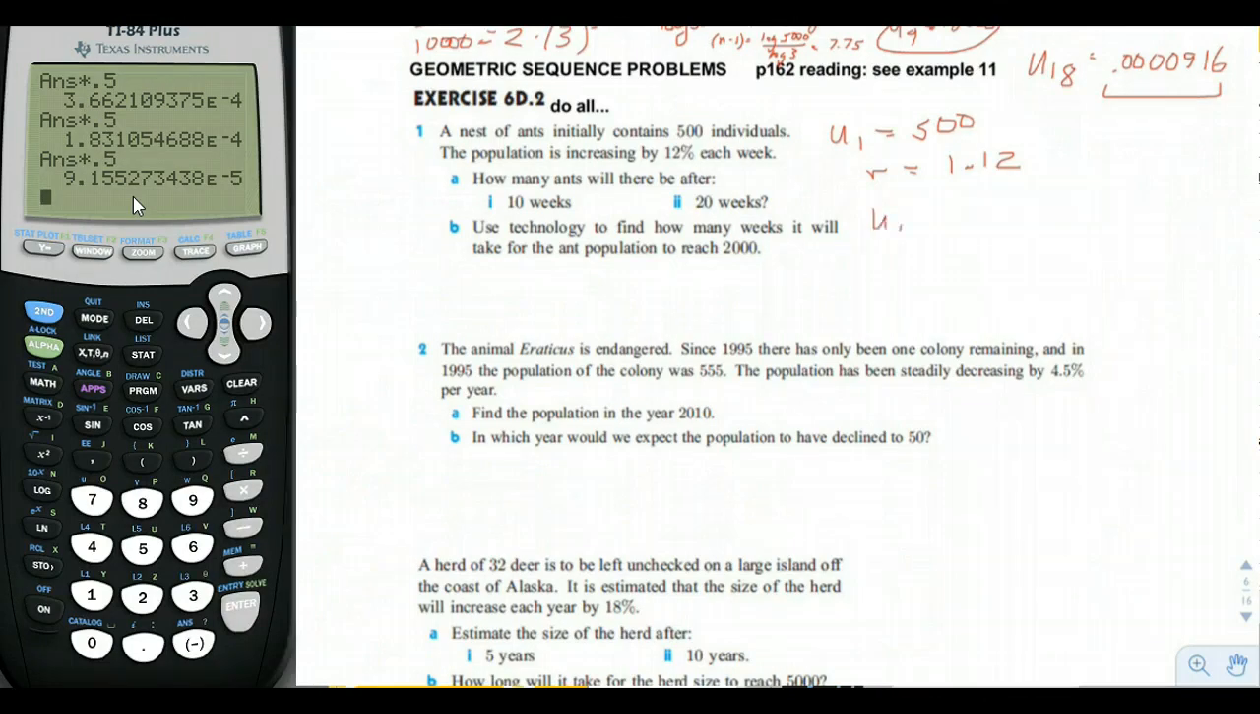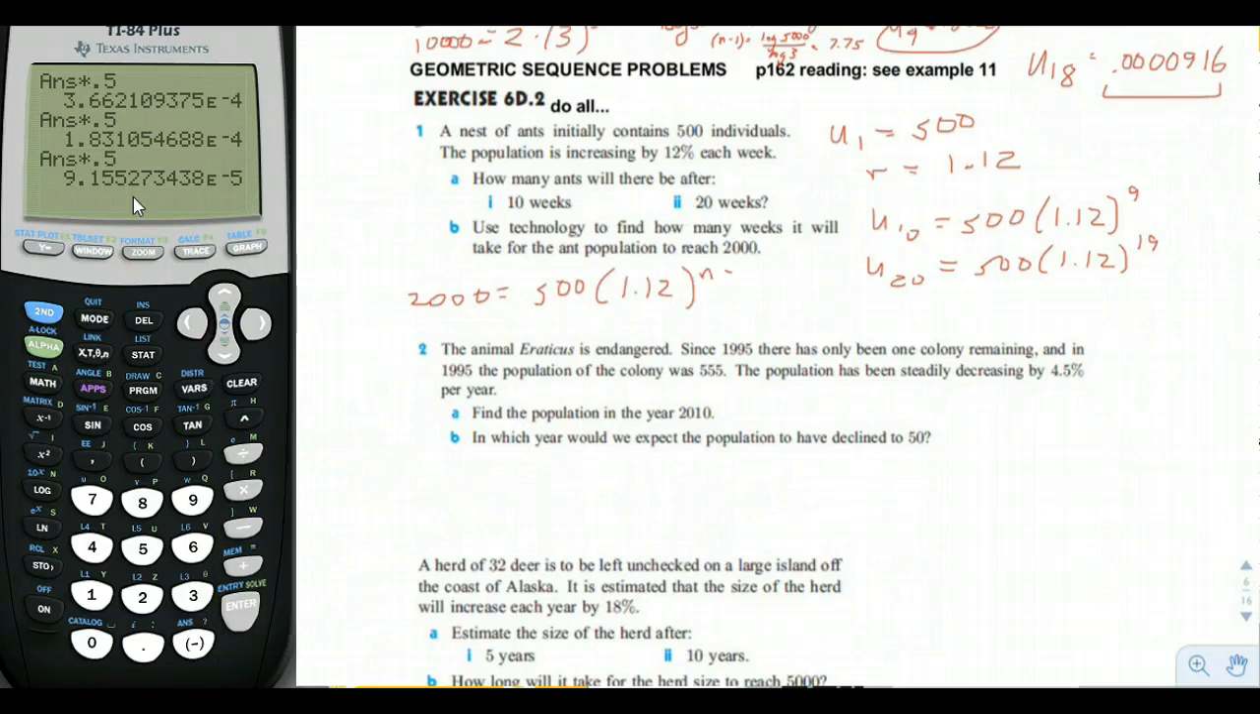So it would be u10 is equal to 500 times 1.12 to the 9th. And what about the other one? It's u20 is equal to 500 times 1.12 to the 19th. Use technology to find how many weeks it will take for the ant population to reach 2,000. So in this case you say, okay, 2,000 is equal to 500 times 1.12 to the n minus 1.